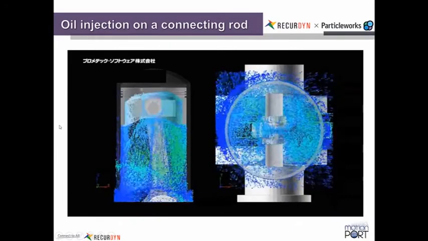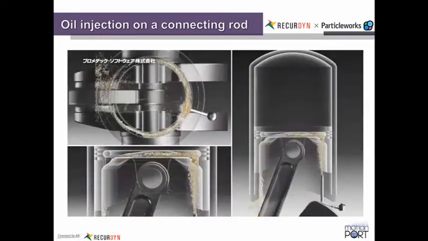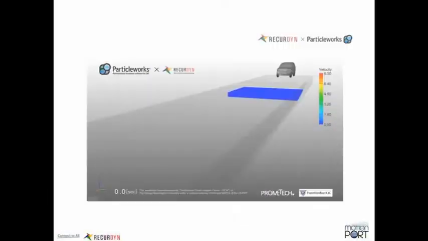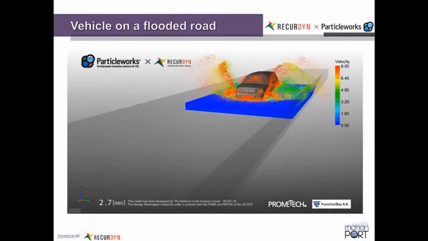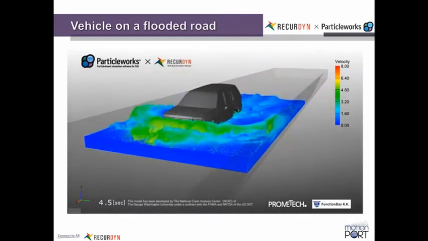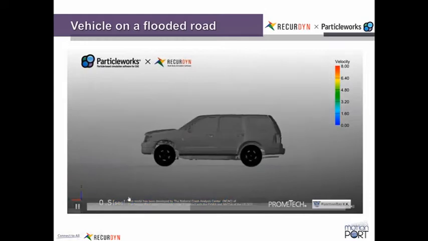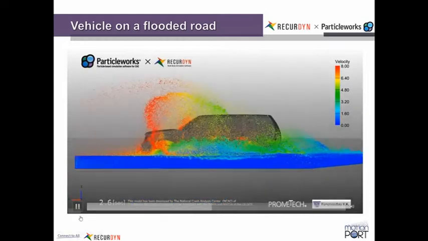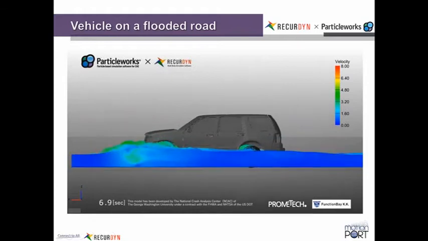And then when we look at applications like oil here in the block of an engine, then we can see again losses, and then see the distribution. And then this next one here is looking at a full vehicle going through a splash tank.